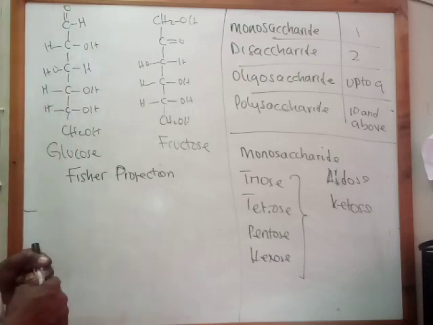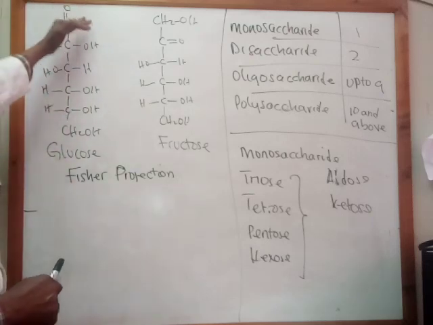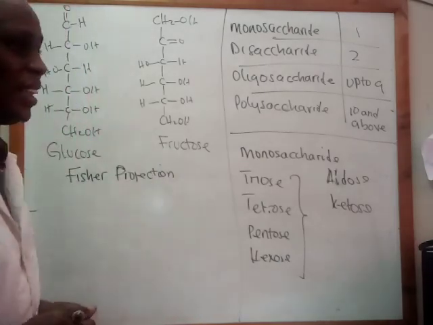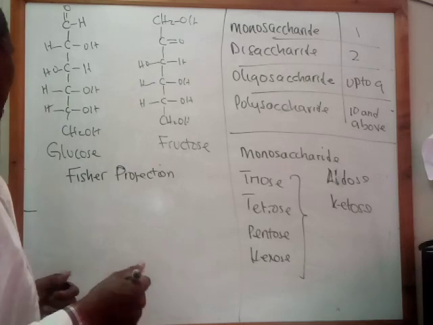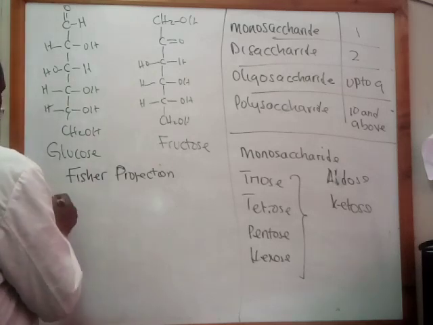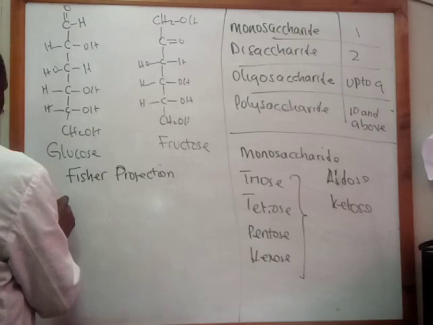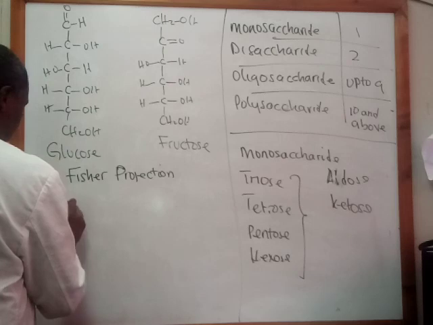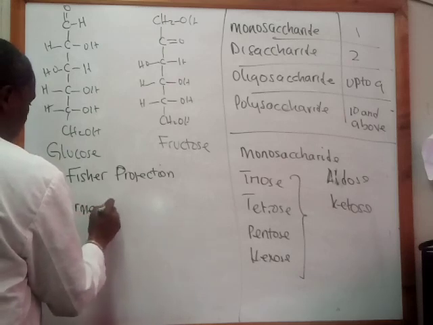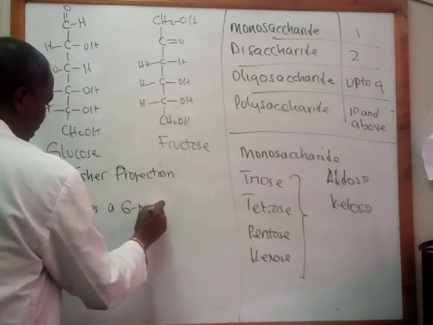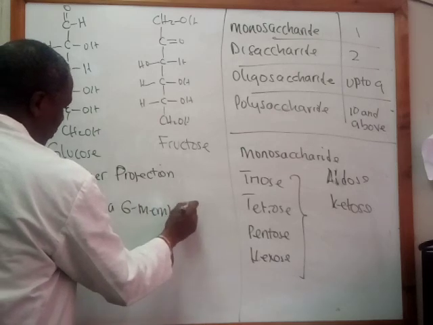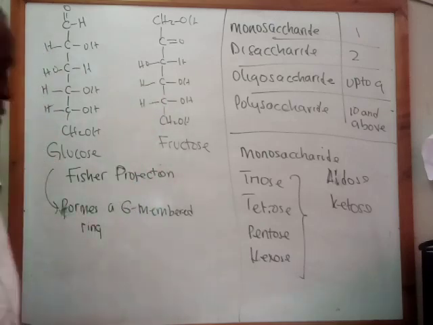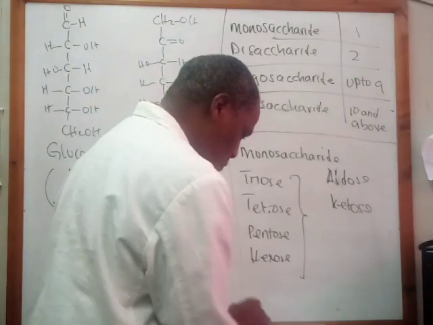Also, something you're going to see is that these structures, even though they are drawn in linear form, can also exist in a cyclic manner. Like this one, the glucose, it forms a 6-membered ring, as opposed to the fructose, which is going to form a 5-membered ring.